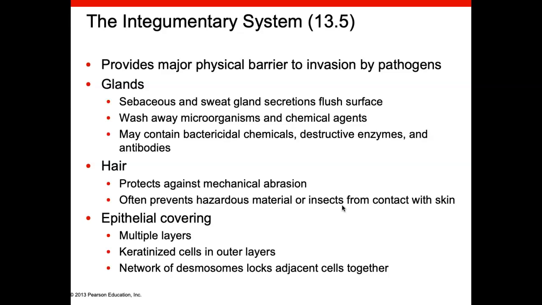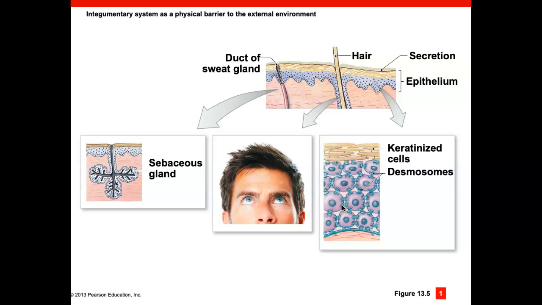And the epithelial covering, as you may recall, has multiple keratinized layers and a network of desmosomes that lock the adjacent cells together to prevent flow of any organism between the cells.